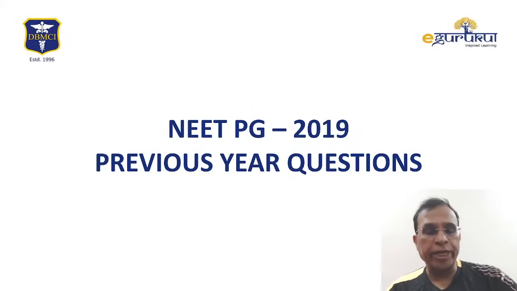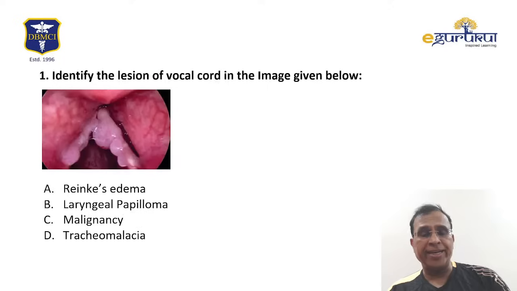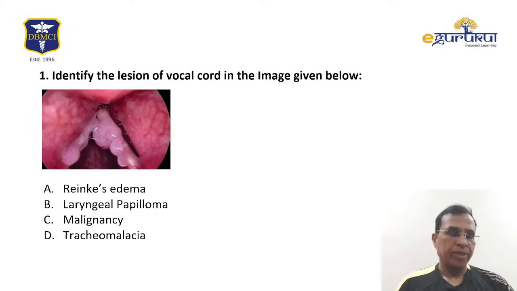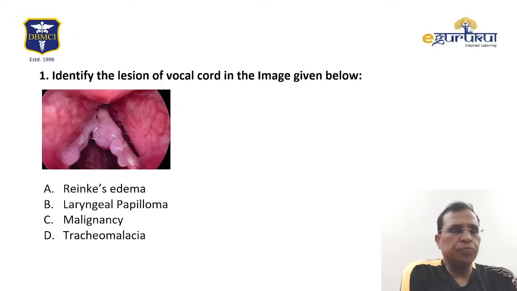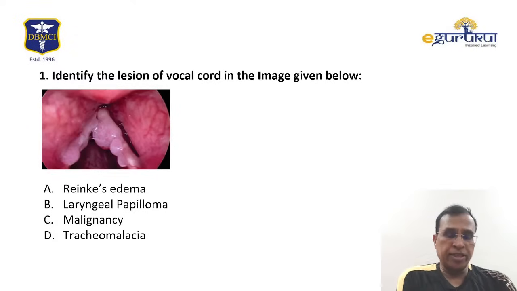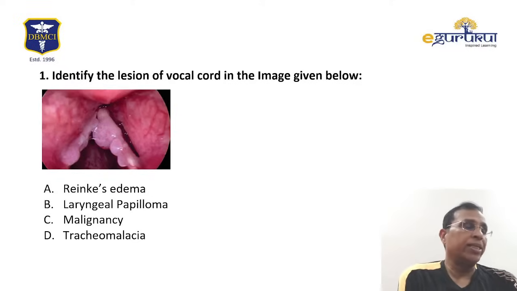So we have completed 2020 and then we go to 2019. Few questions from 2019. Now identify the lesion of the vocal cord. This is a vocal cord, they're telling you. Identify the lesion. Is it Reinke's edema, laryngeal papilloma, malignancy, or tracheomalacia? What is the answer?